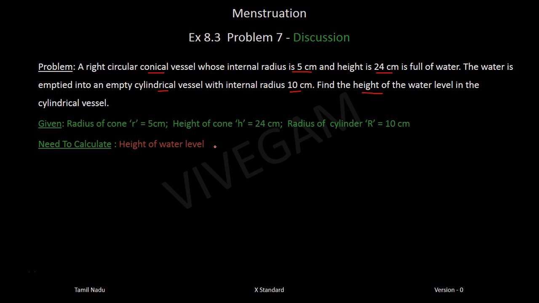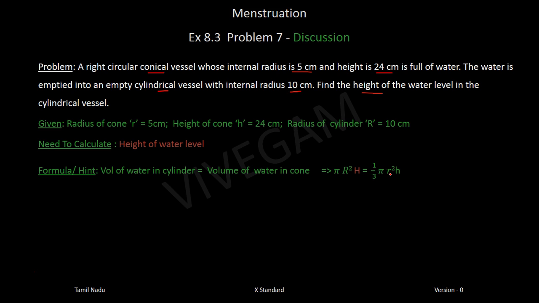So the key is the volume of water in cylinder equal to volume of water in cone. It's just getting transferred from cone to cylinder. So what is volume of a cylinder? Pi capital R square H. What's the volume of a cone? 1/3 pi small r squared small h. So these two are equal.